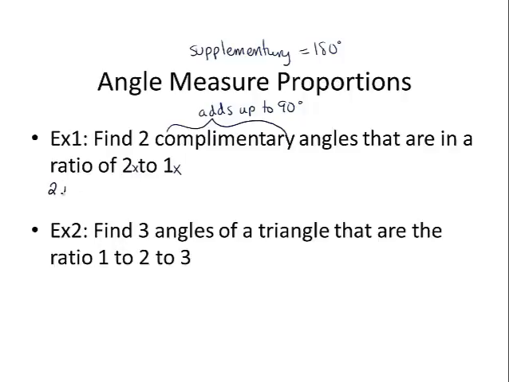And then I can turn this into an equation. 2x plus 1x equals 90. So that means 3x equals 90, which means x equals 30. Well, 1x is 30. I want to know what the 2 angles are. 1 and then 2 times x. So my angles are 30 and 60. And the 60 was the 2x, which is 2 times 30.